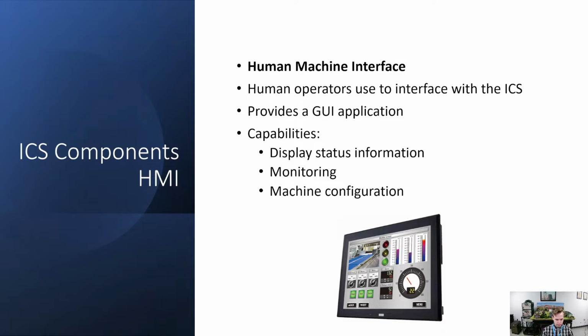Some of their capabilities include things like the ability to display status information, monitoring all the parts of the machine, and even some machine configuration. So if we notice that something might be wrong or we need to change how the machine is behaving, we could do that through the HMI. And similarly to the PLC, we'll have another training topic on this later. I'm just trying to give you a general overview of what one of these devices is.